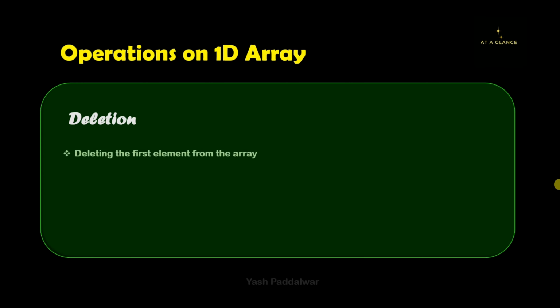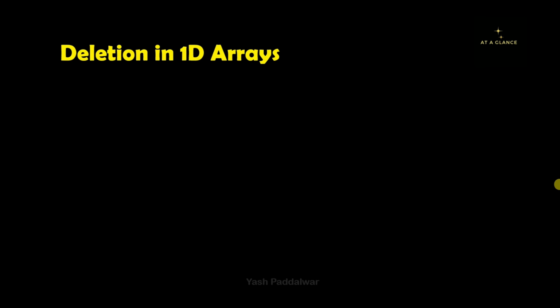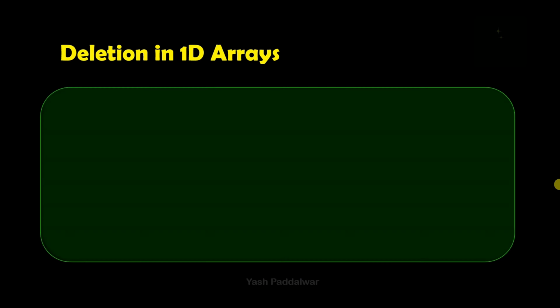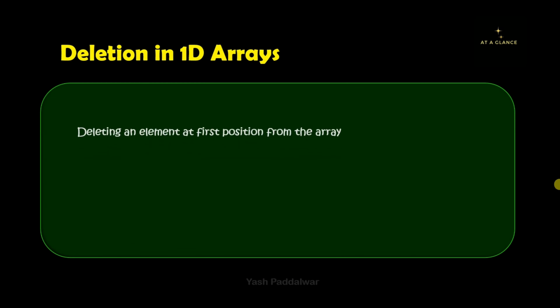Deletion operation can include three different cases. First is to delete the element which is at the first position inside the array. So we will be looking into this particular operation first. Next, we have the case of deleting the last element inside the array. And the third condition is to delete any element which is located at a particular position, except the first or the last position. So the process is different for all of these cases. We will be looking into all of it.